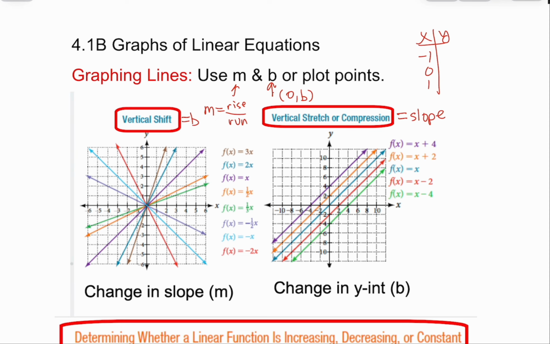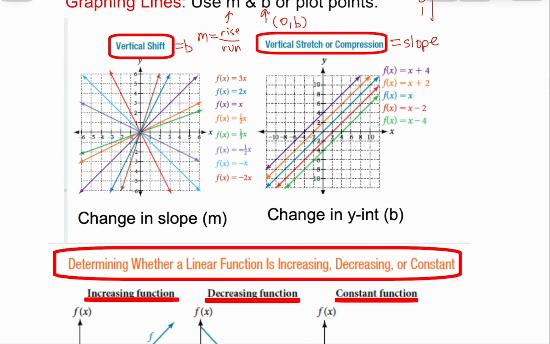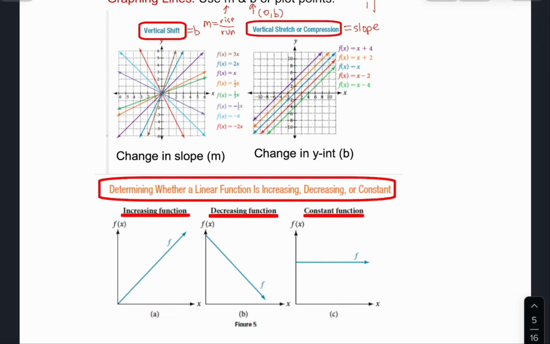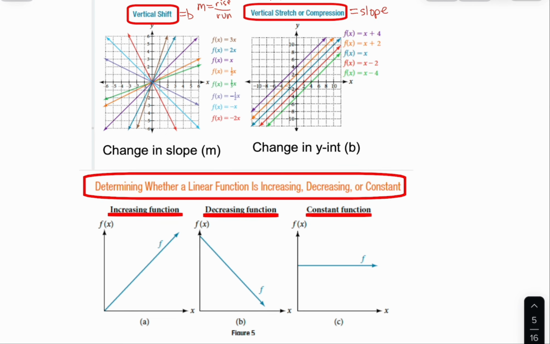Now, the slope is a very powerful part of our linear equation. It can tell us whether our function is increasing, decreasing, or constant. An increasing linear function has a positive slope. A decreasing linear function has a negative slope. And a constant linear function has a 0 slope. Now, a vertical line is not a function at all, so it wouldn't be considered in our slope idea.